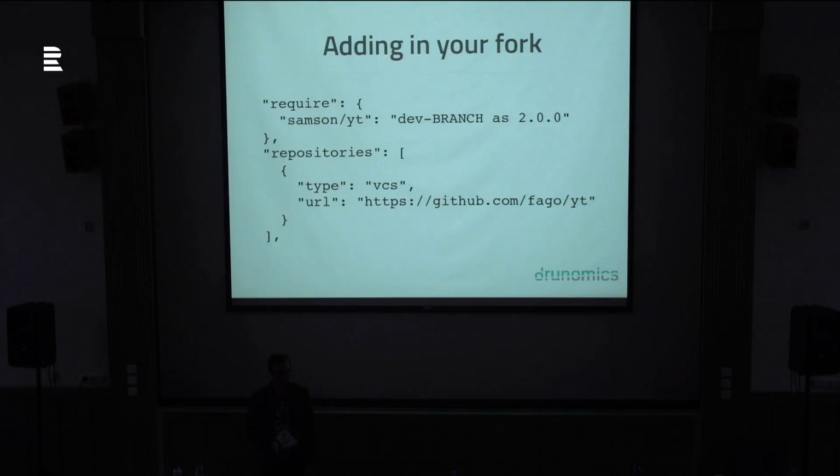Yeah, and for adding in your fork, you can just again specify the repository here directly. When it has a composer JSON, that's everything that's required. And then you just tell Composer to check out your branch where you did your fixes. And usually it's also good to just pass the version which Composer should treat your special branch as.